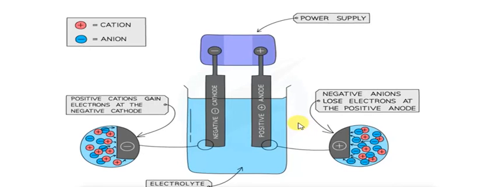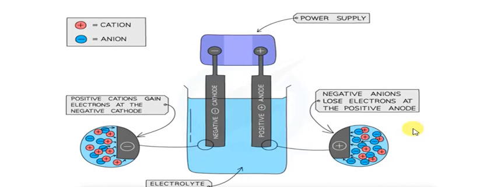In this diagram, we can see that there is a beaker and an electrolyte containing two electrodes, one anode and the other one cathode. The anode is connected to the positive terminal of the battery and the cathode is connected to the negative terminal of the battery. When I zoom in, I can see that the negative cathode attracts the positive cations, whereas the positive anode attracts the negative anions. As you can see, these negative blue electrons are moving towards the anode.